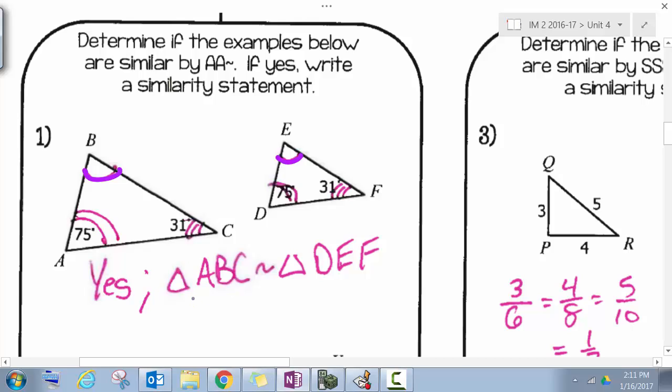We have to make sure we have the right things line up. A goes with D, so they go first. B goes with E, because they're the ones that didn't have anything labeled, and C goes with F, so we get this. Of course, you could label them in any order, but A has to go with D, B has to go with E, and C has to go with F.